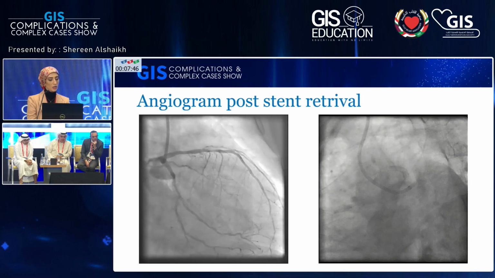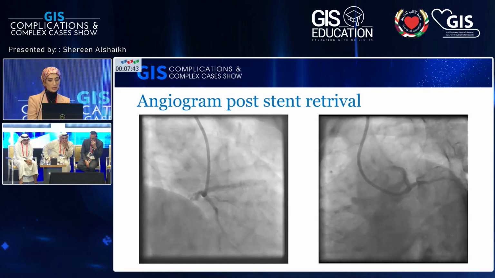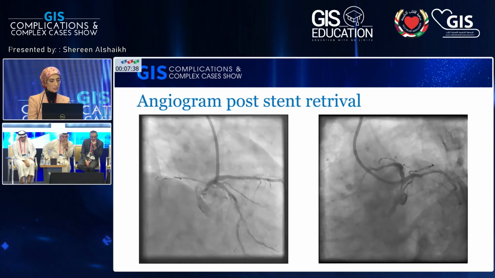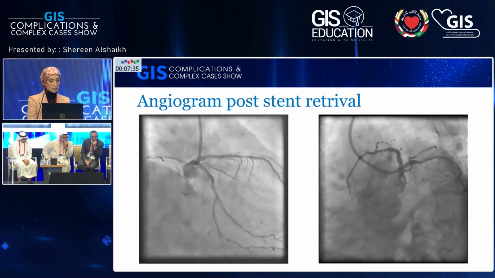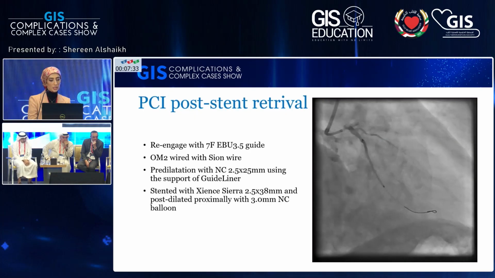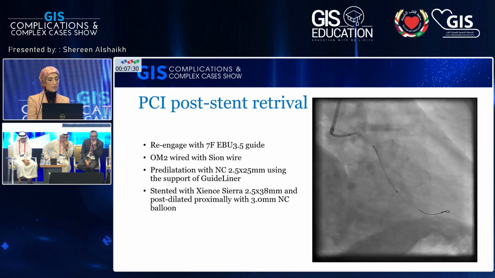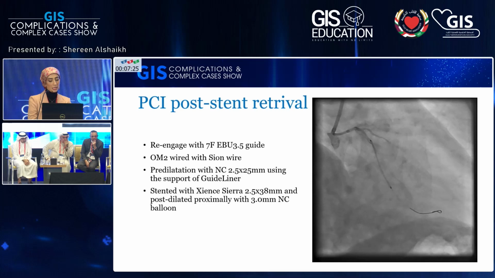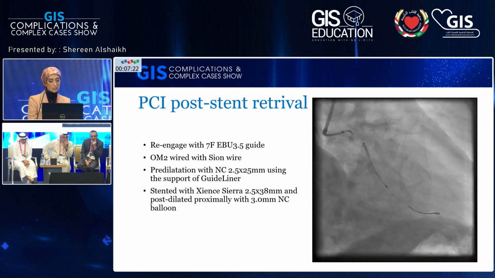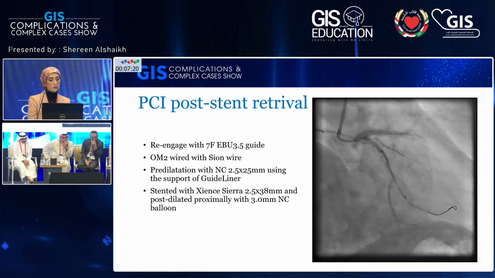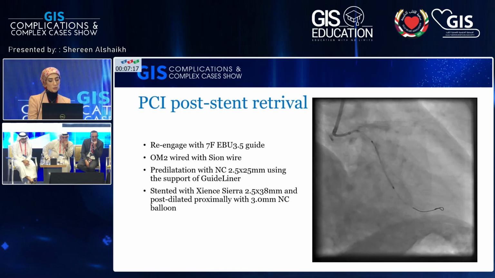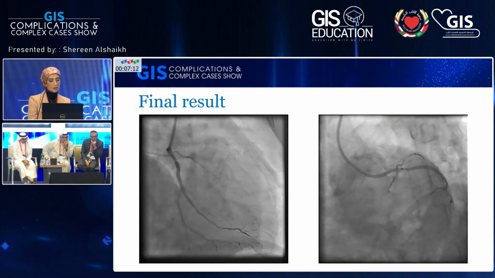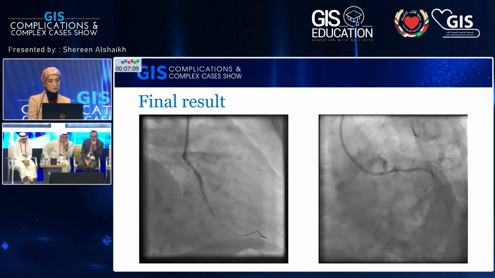The diagnostic angio after that showed the left main, luckily, was clean, no damage happened there. The main issue is the dissection in the obtuse marginal. So he changed again the guide to a 7 French EBU 3.5, and with the guide liner, he further dilated and prepared the lesion very well, mainly the second obtuse marginal and mid circumflex, and he stented with a 2.5 by 38 Xience Sierra with the help of the guide liner. It was dilated with a 3.0. And this is the final result of the procedure.